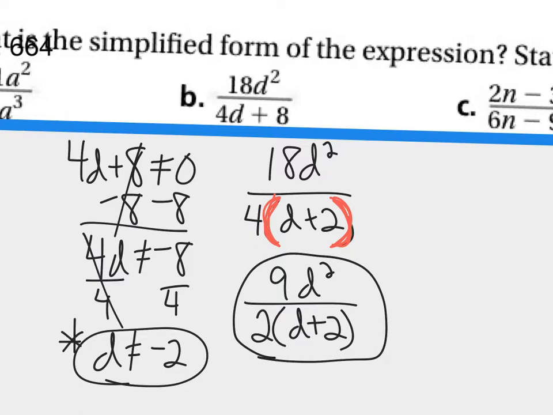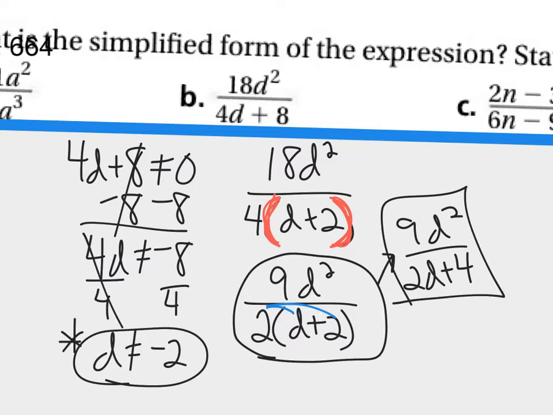The book has a slightly different answer. And actually, if you distribute the 2 in the denominator, that would give you the answer that the book has. So they have this 9d squared over 2d plus 4 as their answer. To me, that's doing more work, and I think it's fine. It's already reduced as much as it can be the other way, so I would accept either one of those. But just understand, if you see the answer in the book and it looks a little different, you might try distributing and see if you get the same answer that they have.